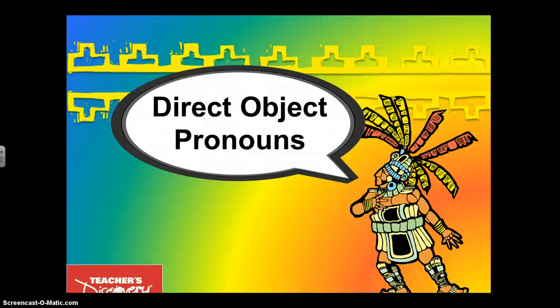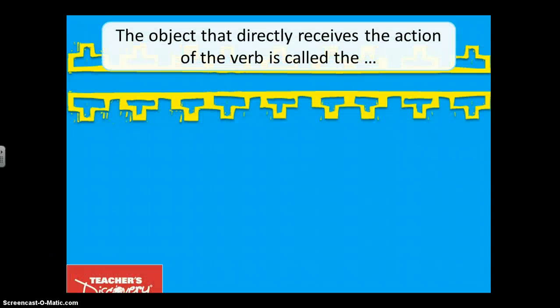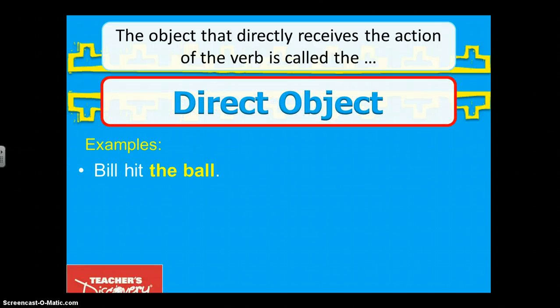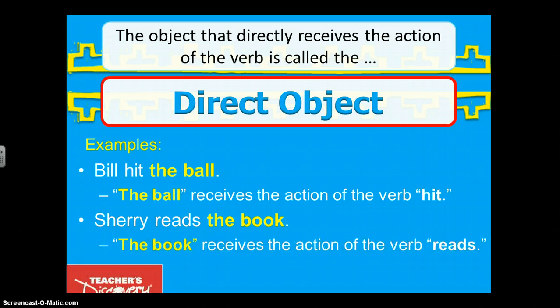Okay, so we are going to go over direct object pronouns in Spanish. Remember that a direct object is the object that receives the action of the verb. For example, Bill hit the ball. The ball receives the action of the verb hit, so the ball is the direct object. Sherry reads the book. What does she read? The book. The book receives the action of the verb reads, so the book is the direct object.